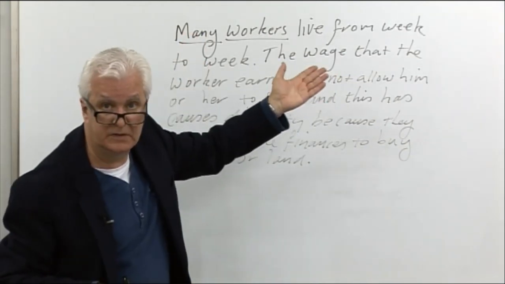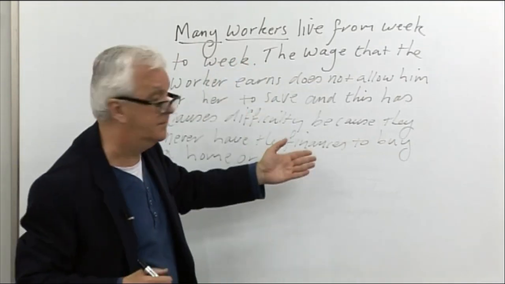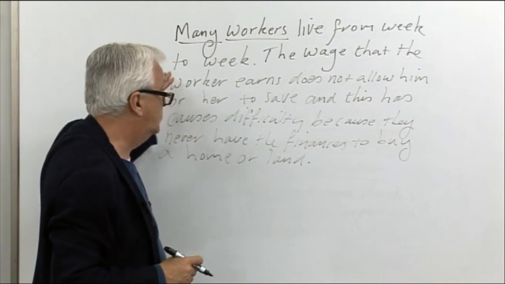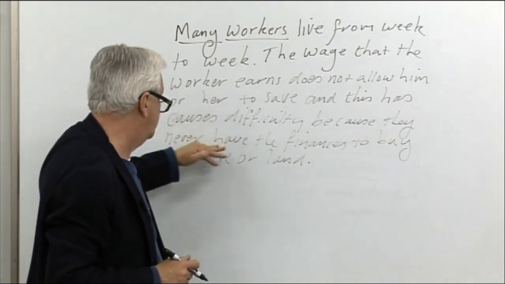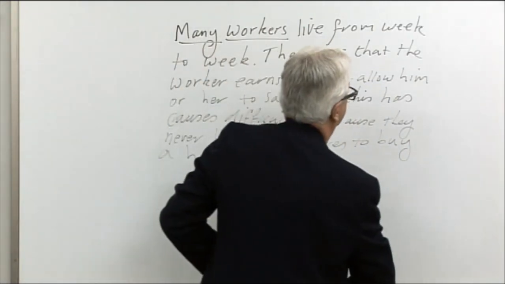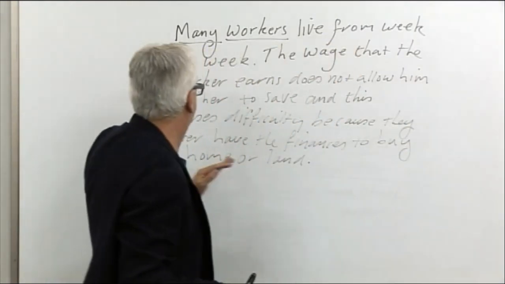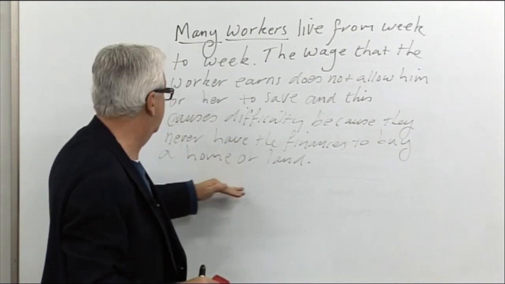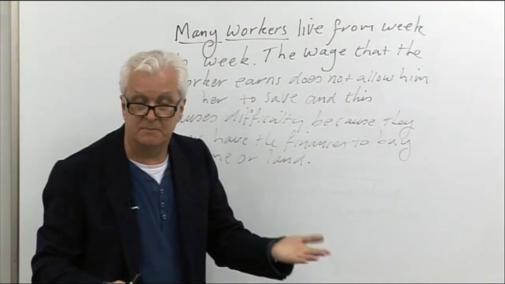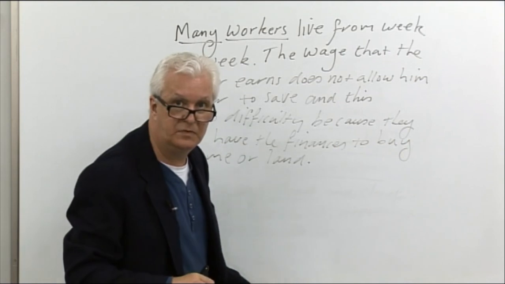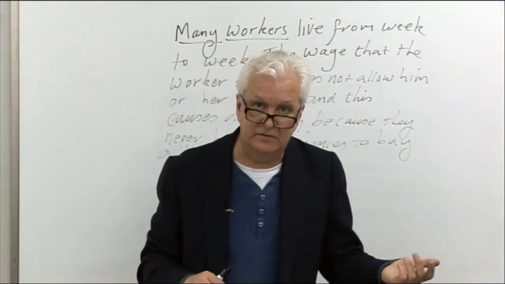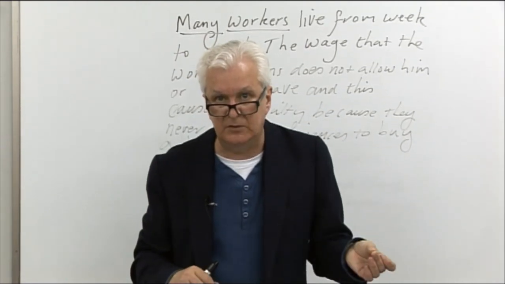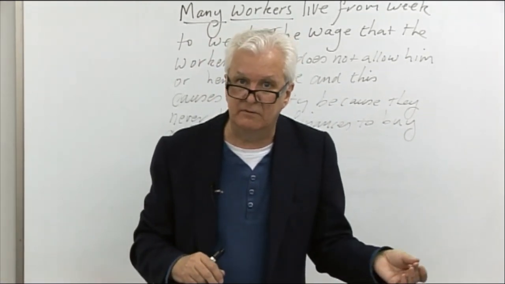That's my topic sentence. Now I've expanded upon it. The wage that the worker earns does not allow him or her to save, and this, my apologies, that should not be has. And this causes difficulty because they never have the finances to buy a home or land. So we're making a point there about the necessity of saving, and then we're also showing that it's very, very difficult for some people to actually save.